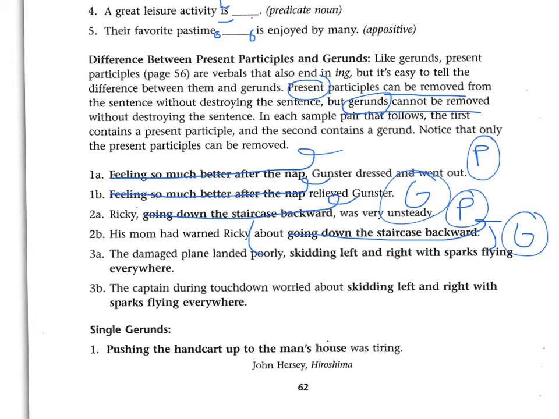3a. The damaged plane landed poorly, skidding left and right with sparks flying everywhere. You can remove that and the sentence makes sense. 3b. The captain during touchdown worried about skidding left and right with sparks flying everywhere. Again, if you were to remove this verb-ing phrase, it would destroy the sentence. Therefore, it's a gerund phrase. Gerund phrases act like nouns, but they look like participial phrases.